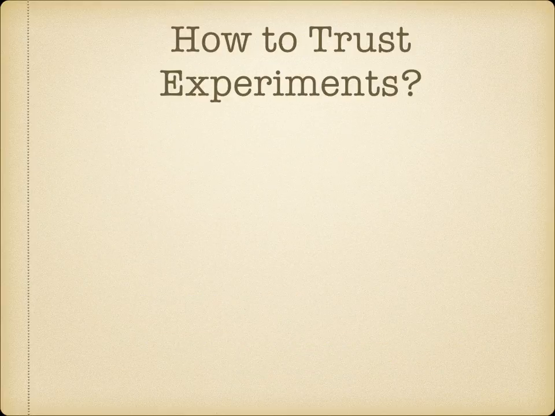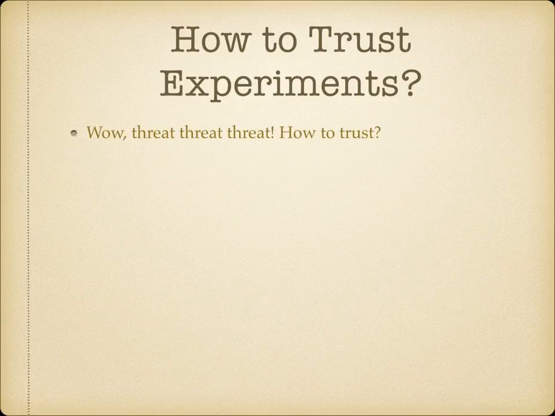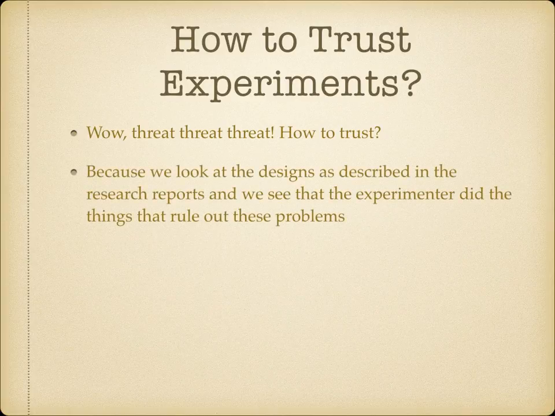So, how do we go about trusting experiments? I've given you tons and tons of threats. How can you possibly trust this anymore when I keep using the word threat and there are all these things that can get in the way? Well, because we look at the designs. We read the research reports, and we see the experimenter did things that ruled out the problems. As a good reader of research, we know the issues that can come up, and we look at what they did, and we can say, no, we don't have to worry about that.